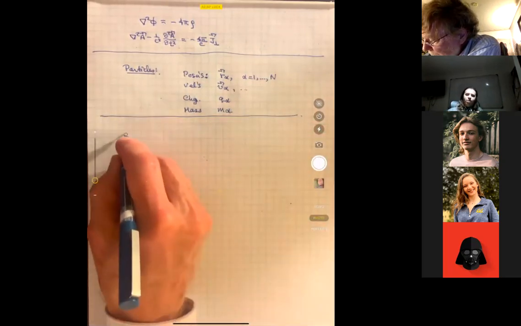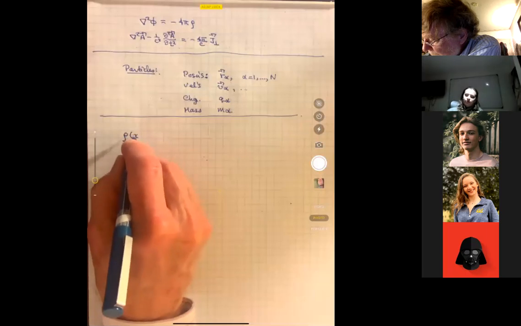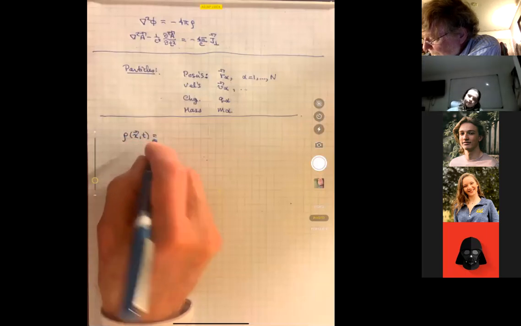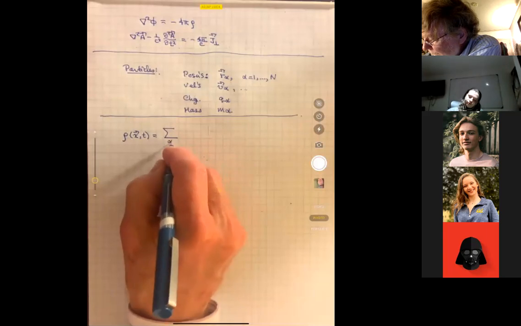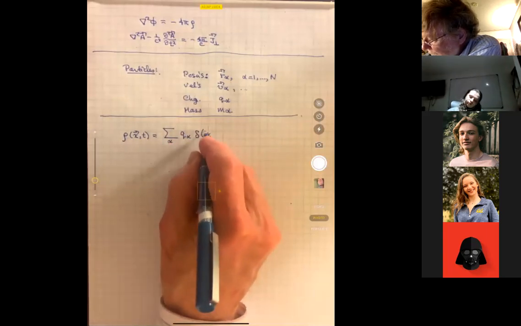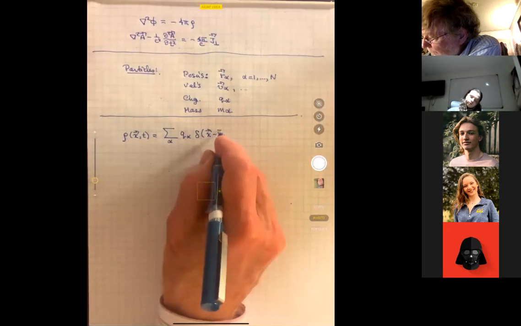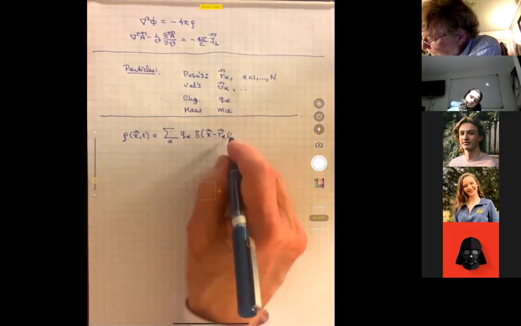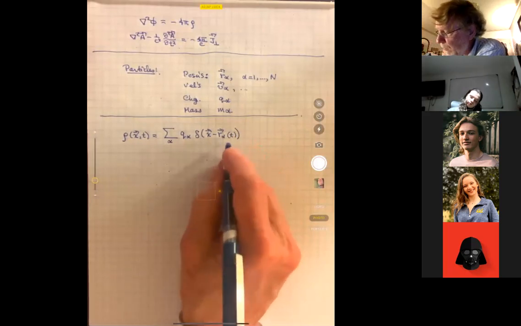If we do this, then the charge density rho of x and t is given by the sum over the particles alpha of the charge q alpha times the Dirac delta function of x minus r alpha, the particle position, which is a function of time. The particle position is a function of time because the particles move around.